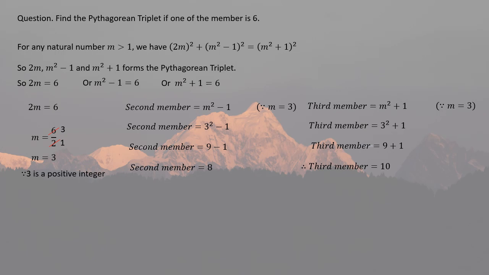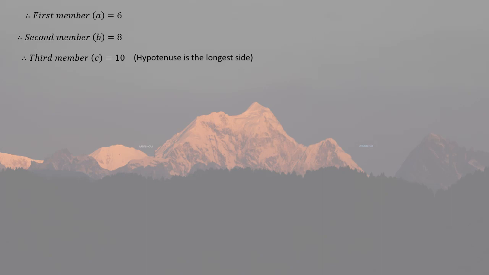Now let's see whether it satisfies the Pythagoras theorem or not. We have the first member as 6, so we can consider this number as a because it's the smallest one. Second member b, that is 8, and the third member c, which is equal to 10, and this is the highest number, so we can consider this to be the hypotenuse because we know that the hypotenuse is the longest side.